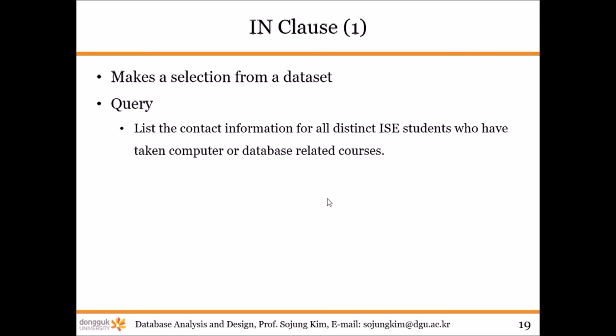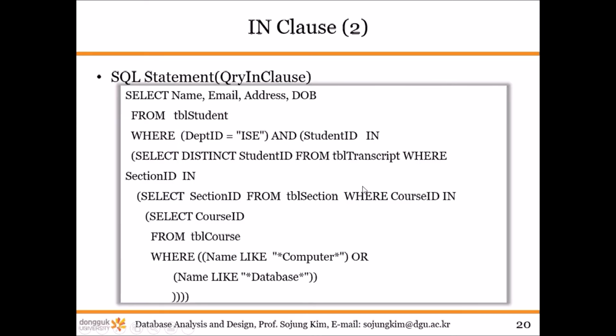So here, the IN clause makes a selection from a data set, and we want to list the contact information for all distinct ISE students who have taken computer or database related courses. So distinct ISE students. Here we will select the distinct student ID from this transcript, from the transcript. This student is a kind of excellent student, right? All right.